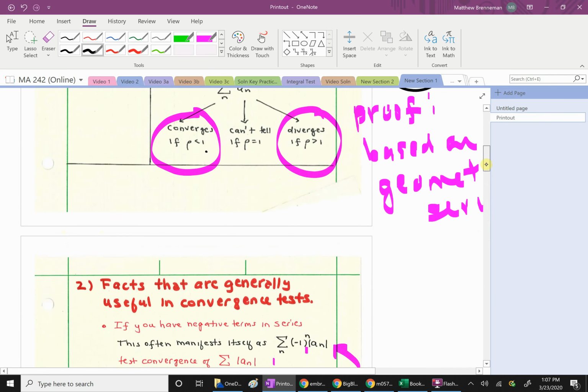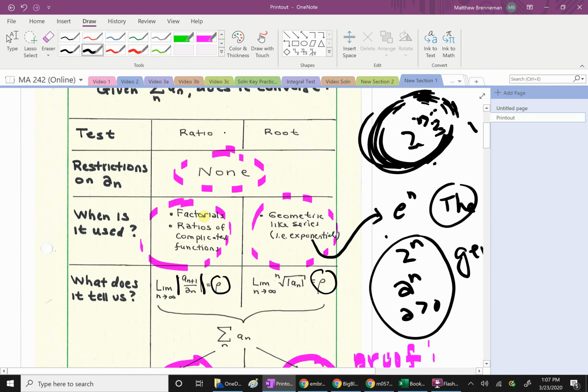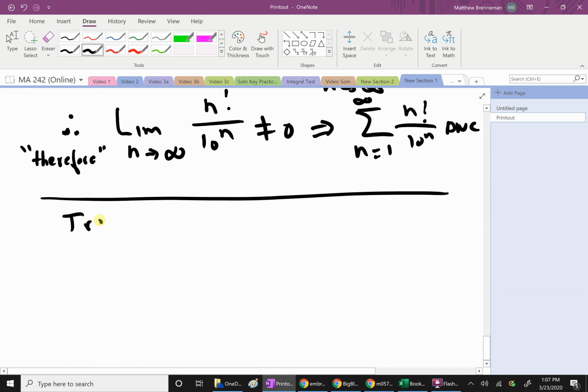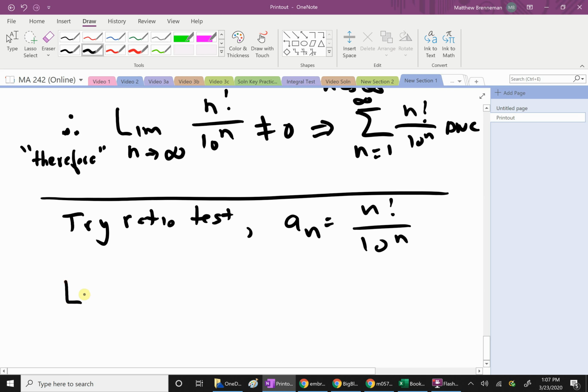So suppose we didn't try to use the test for non-convergence. Well, I go back here and I look and I say, what do I have? I have a factorial. So let's try the ratio test. So here's what the ratio test says. Let's go ahead and try this a second way. If I were to try the ratio test, my a_n is equal to n factorial over 10 to the nth. And the ratio test tells me, look at the limit as n goes to infinity.